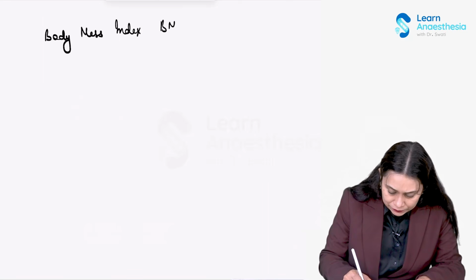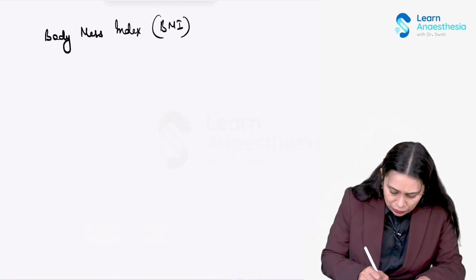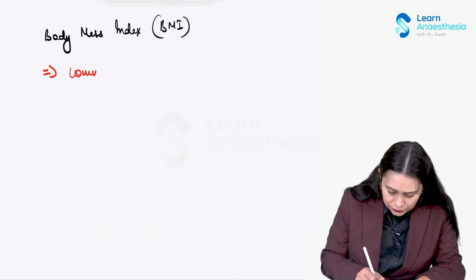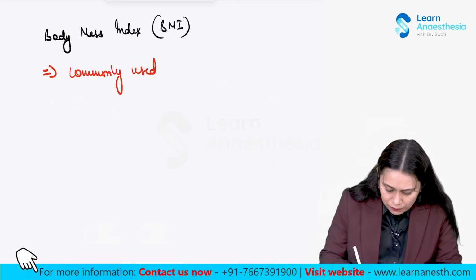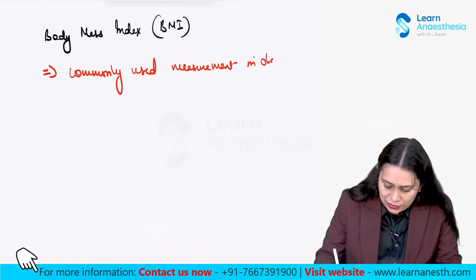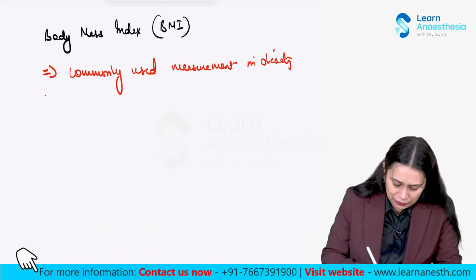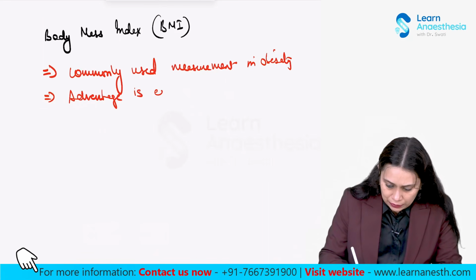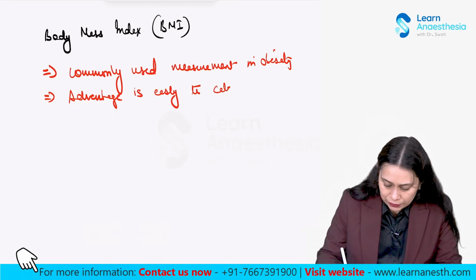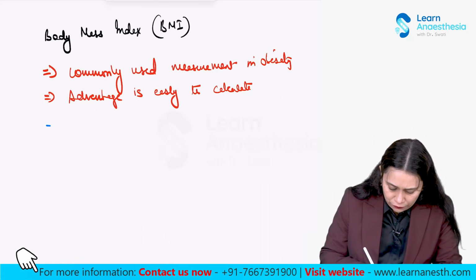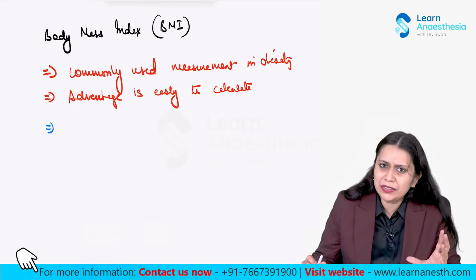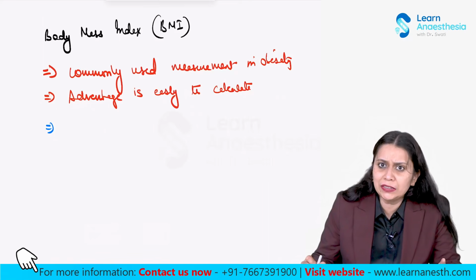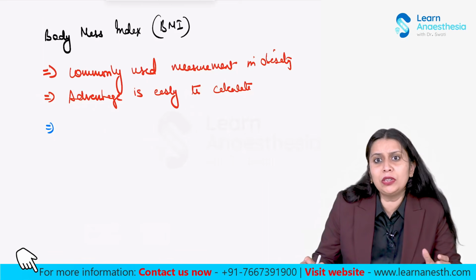That is BMI. This is a commonly used measurement in obesity. What is the advantage? It is very easy to calculate. Now, what is the problem of thinking just about BMI? It tells us about the body mass index. It categorizes the patient according to weight, but it does not tell us about the distribution of the fat.